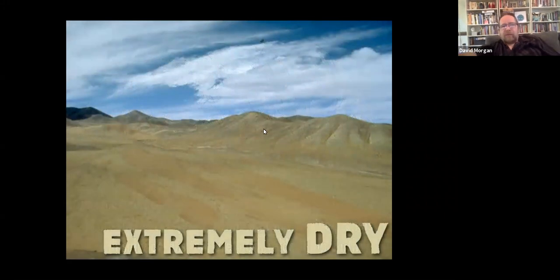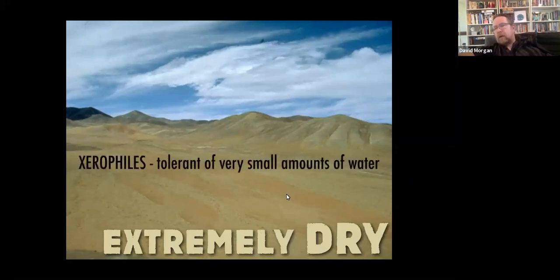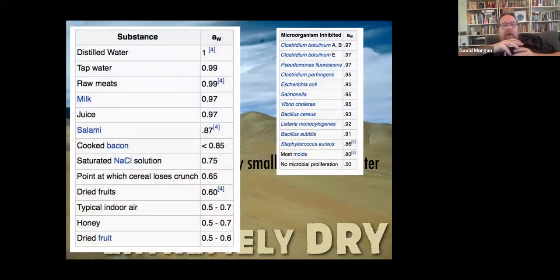There's also the problem of extremely dry environments. Most living things require their nutrients and their cells to be in a liquid solution, and so most living organisms need to be constantly supplied with water. Organisms that are extremely tolerant of small amounts of water or living in very dry environments are called xerophiles, zero with an X. And there are organisms on Earth that can tolerate extremely dry environments.